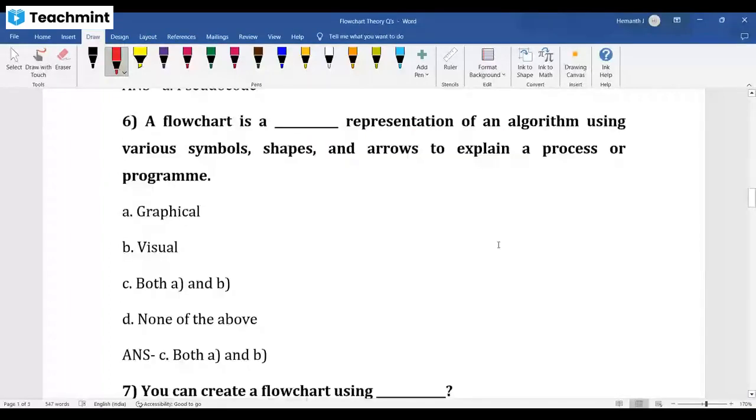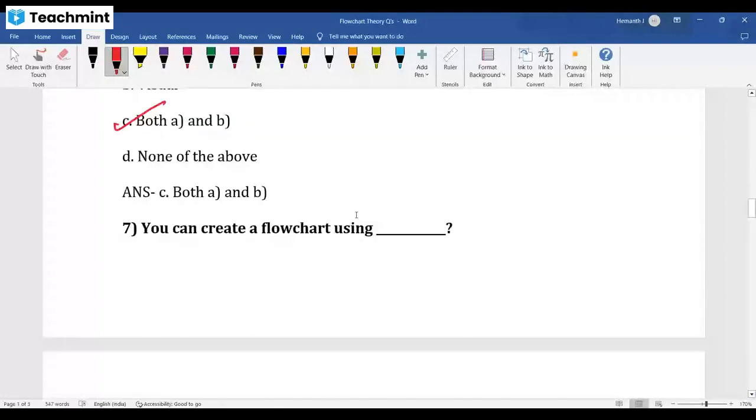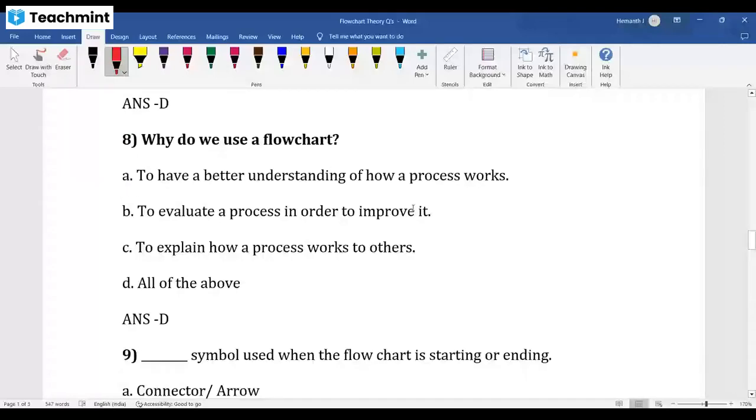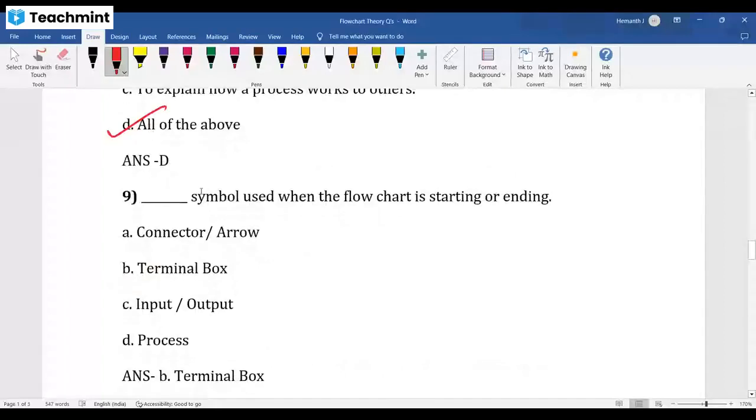Flowchart is a visual and graphical representation. This also we discussed. You can create a flowchart offline, online, or with pen and pencil. Why do we use a flowchart? To have a better understanding. Now, starting and ending, this is not discussed. The terminal box is used in the flowchart for starting and ending. We shared that screenshot in the group, so please go through it.